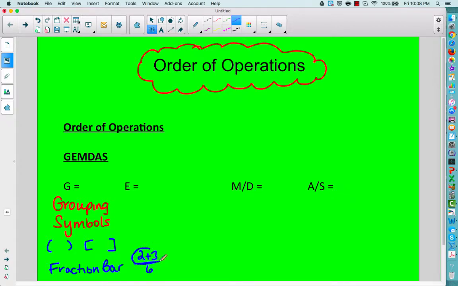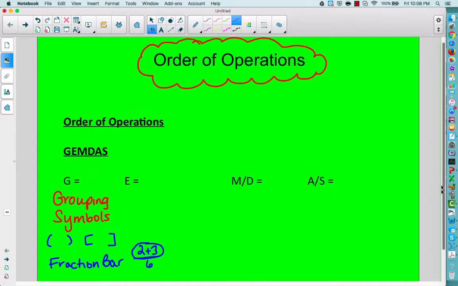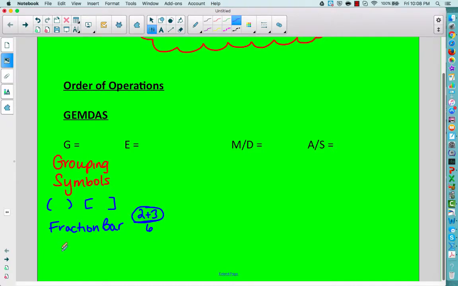You have to do everything in the numerator and everything in the denominator before you simplify, if it's addition or subtraction. Another thing that is really like a grouping symbol is a square root. You have to do everything under the square root before you can do anything else. I also like to treat the absolute value bars as grouping symbols. You have to do everything that you can within the absolute value before you move on to anything else.